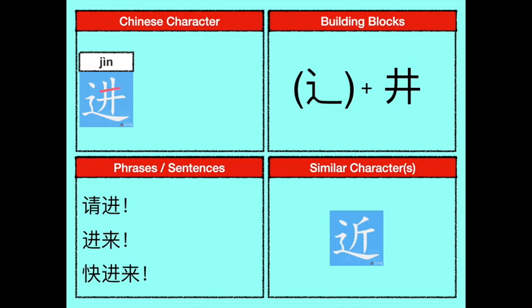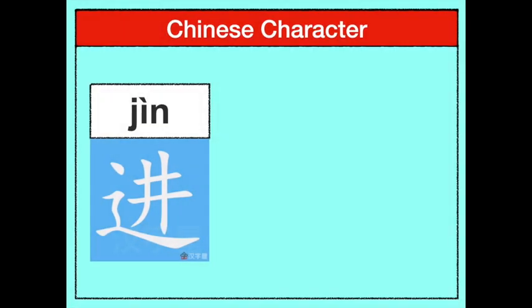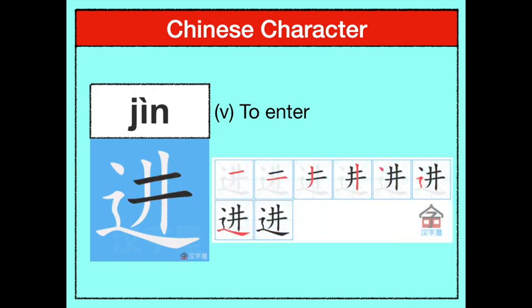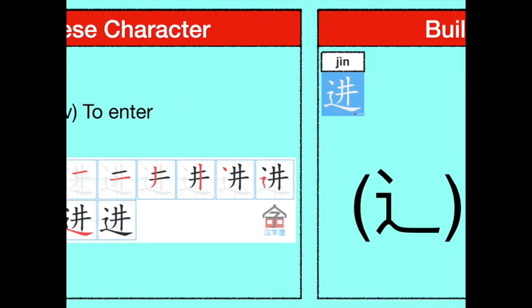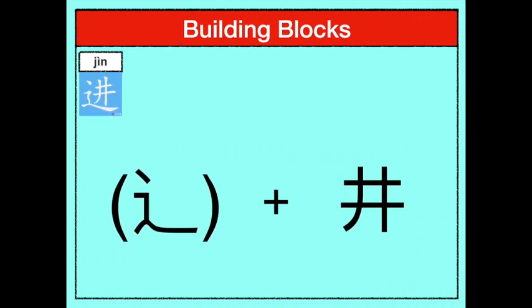Now let's look at the second word, 进. 进 is a word means to enter. Now let's look at the stroke orders. 横，横，竖撇，竖，点，横折折，捺. The building blocks of 进.